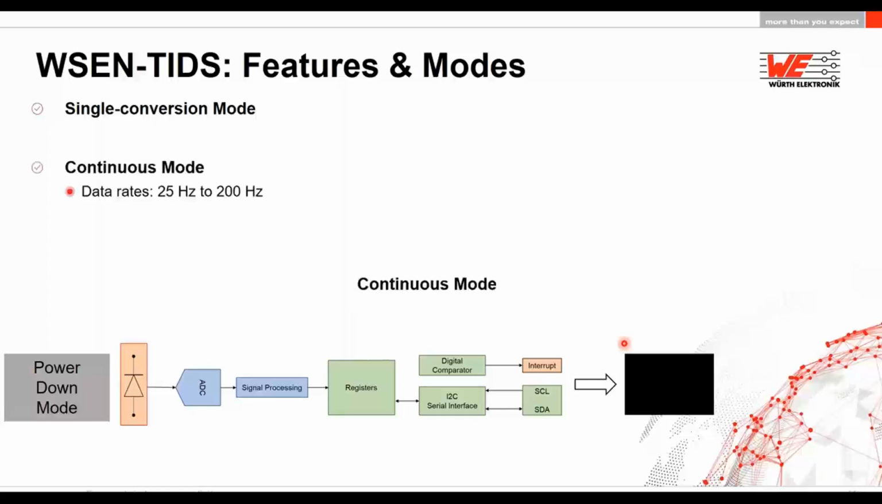On the other hand, there is also continuous mode where you can select your data rates from 25 Hz to 200 Hz. That means from 25 Hz, you get 25 samples in a second, to 200 Hz, it's 200 samples per second. In continuous mode, the sensor continuously measures new temperature data as per the defined data rate. For sure, this consumes more power than the single conversion mode.